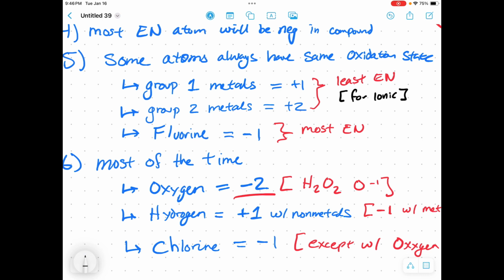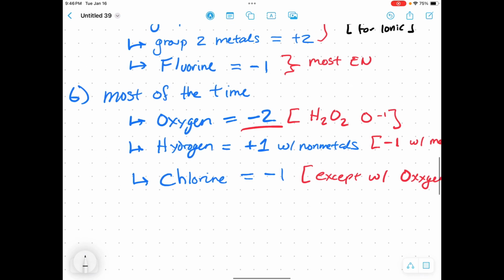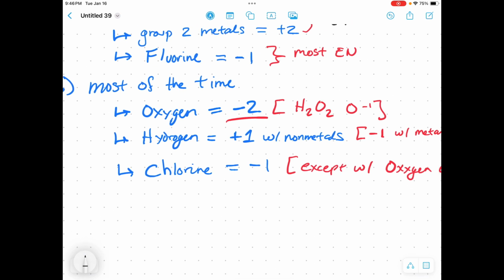Do you see a group 1 metal? Do you see a group 2 metal? Do you see fluorine? If you don't see any of those three, then we go to this next category, where most of the time these are really electronegative. So it's going to give us a good idea that it's usually going to have its charge. Oxygen, usually going to be -2. The only exception is if it's in a peroxide, in which case it's going to be -1.